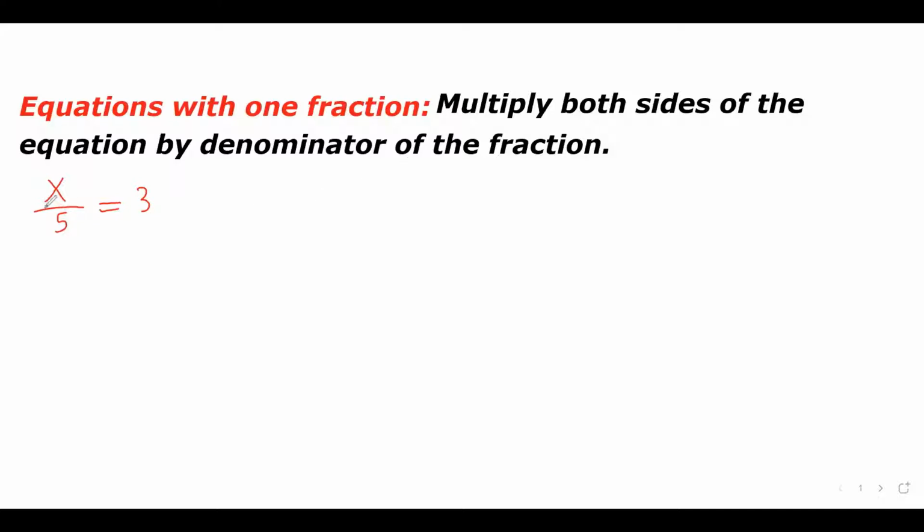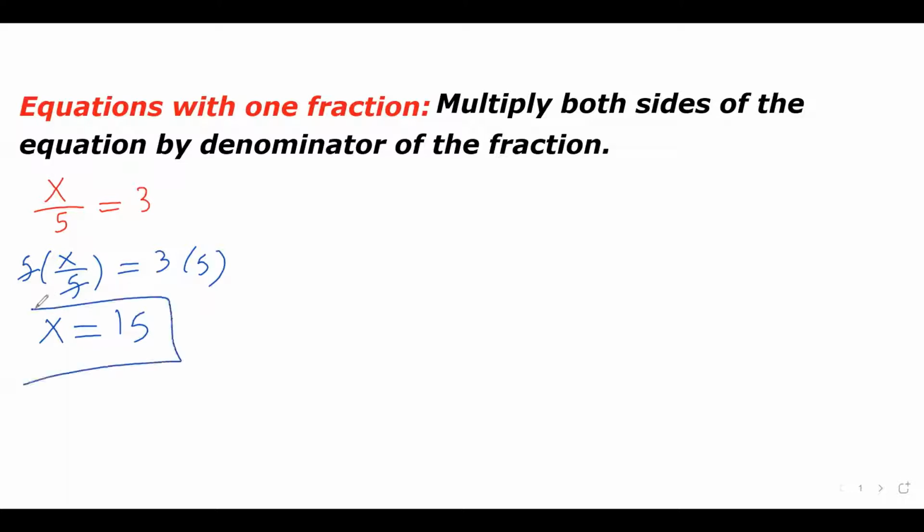Let's take a look at this one. I have x over 5 equals 3. We have a fraction. We need to get rid of this fraction. So what should we do? We have to multiply both sides by this denominator. So I do 5 times x over 5, and on the right side, I have 3 times 5 as well. So this 5 and this 5 cancel each other out. I have x on the left side equals 3 times 5, which is 15. This is our answer. Let's do more examples.